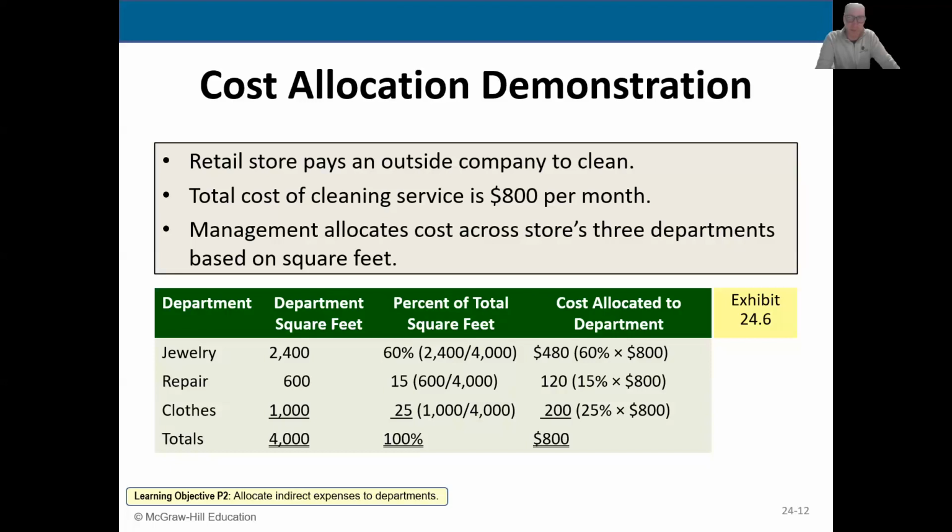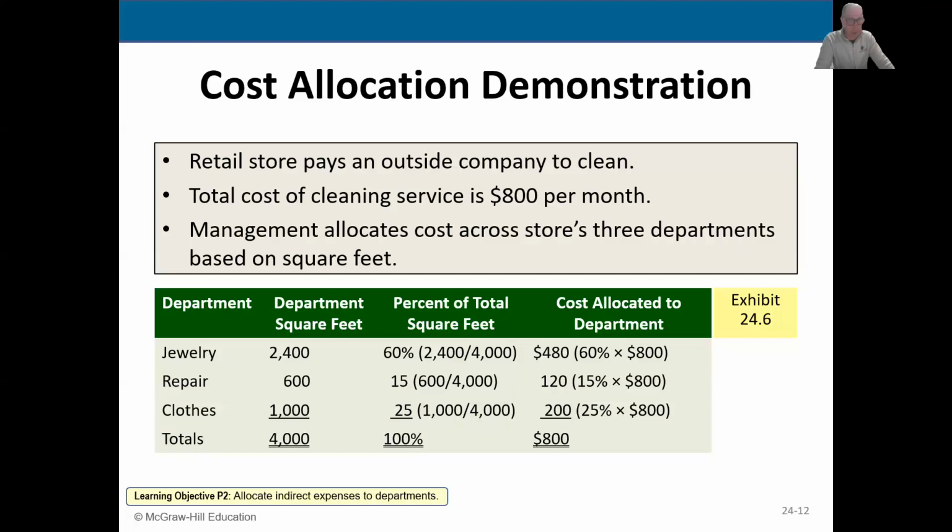How do we use the percentage of the square feet for each department? We take the total cost of the cleaning service, $800, and we multiply that by the percentage of the square foot for each department. So 60% times 800 is $480 allocated to the jewelry department for the cleaning service. $120 for repair department and $200 for clothing department. The total will be 800.